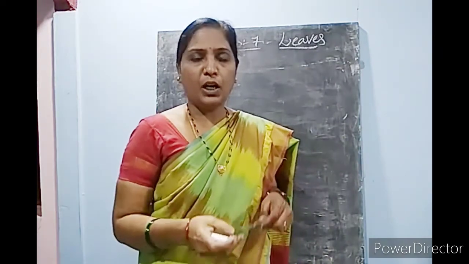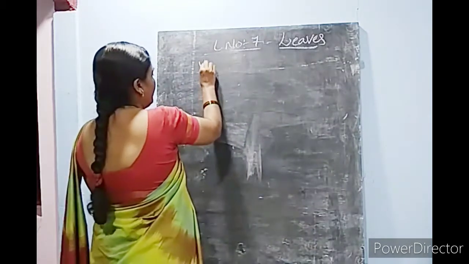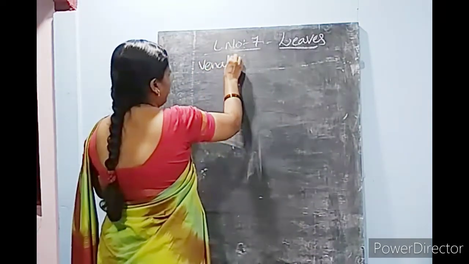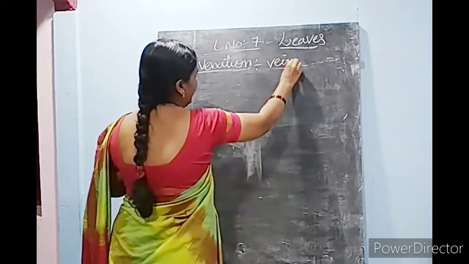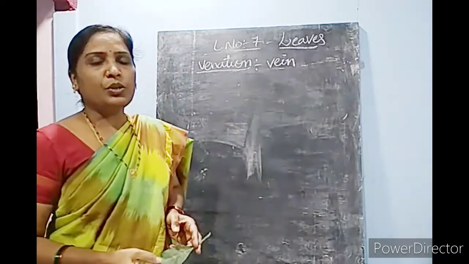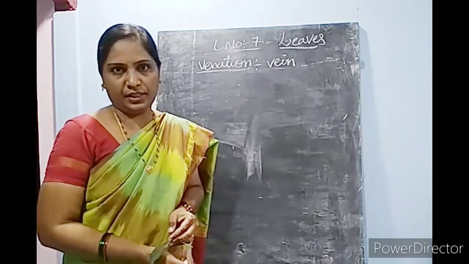Now the next topic is venation. We'll see how the veins are arranged in the leaves. Venation means the arrangement of veins in leaves. So every leaf will not have the same type of venation.